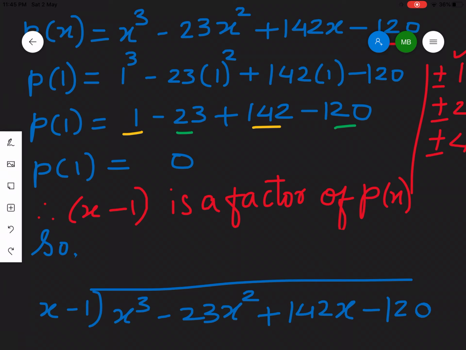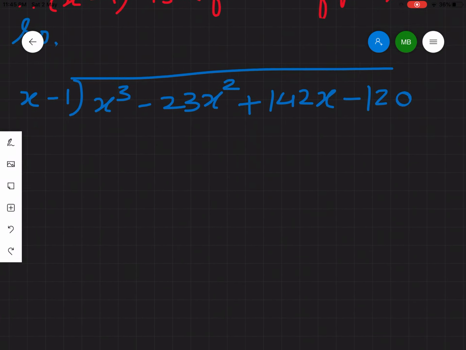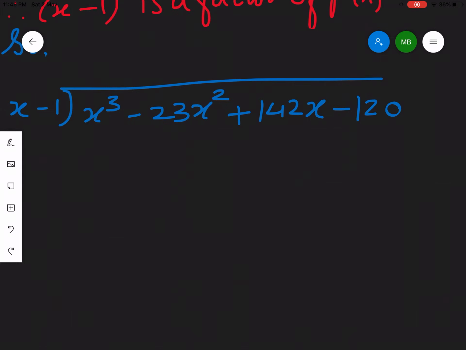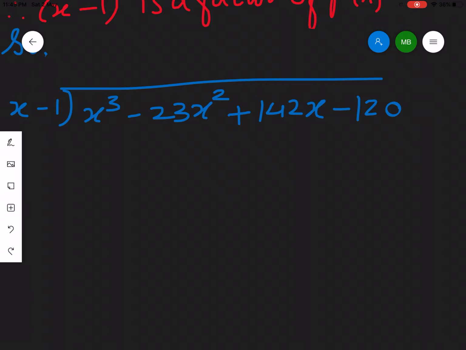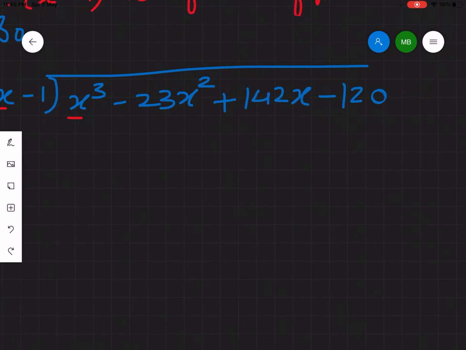Okay, so now we'll divide this p of x by x minus 1. So let's see what we have to do basically in division. You have to just look at the first term in your dividend and the first term in your divisor. We'll move to rough work over here.